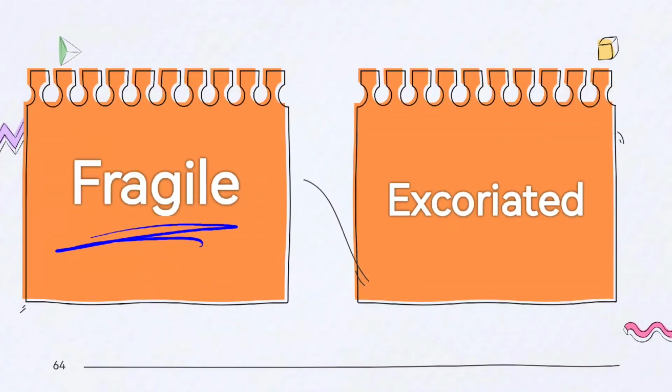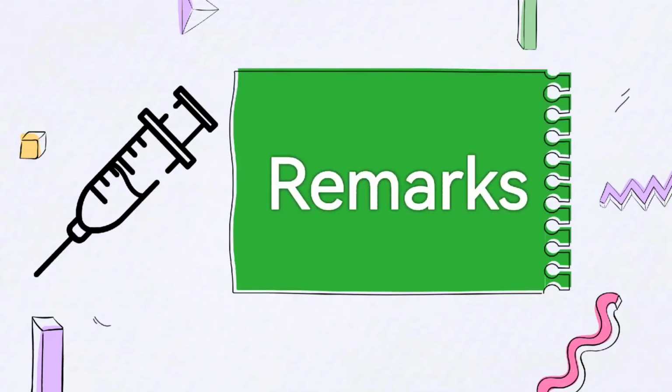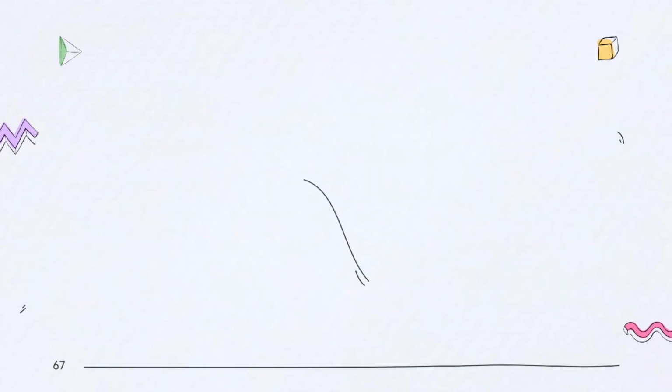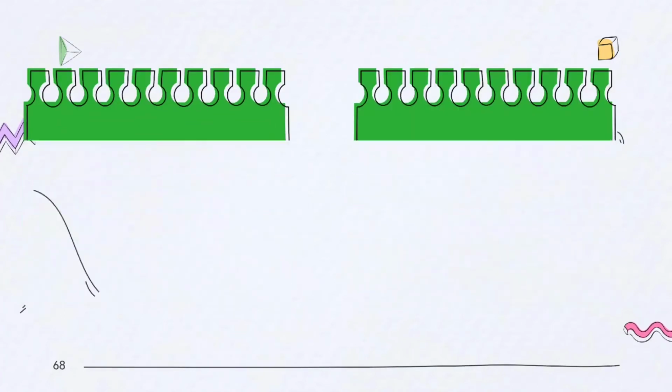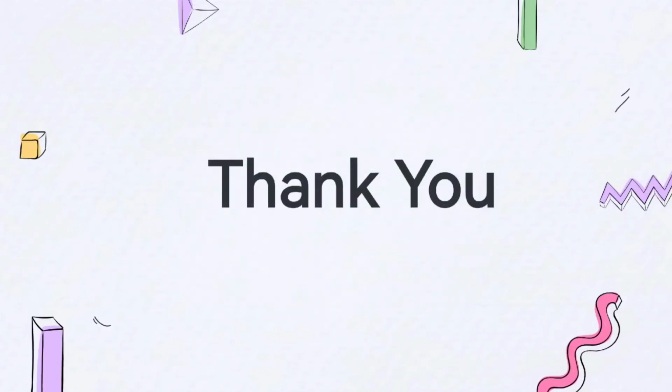Fragile, you know what is fragile. Now, excoriated is a superficial loss of tissue. Okay, a superficial loss of tissue. Not skin stripping, but there is already an open wound for this one. Then for the remarks, you have your different remarks. You have healing and healed. You have transferred, refused, discharge, refuse treatment, and discharge. Okay, and that's all for your wound assessment form.